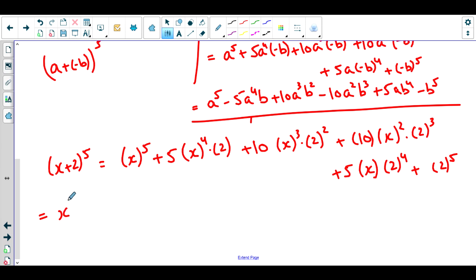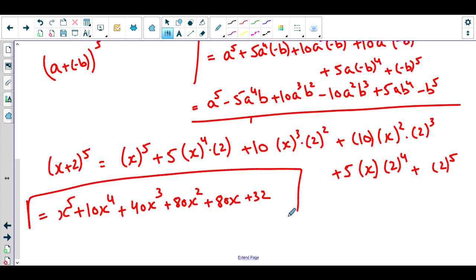x power 5. This is 5 twos are 10, plus 10x^4. 2 square is 4. 4 tens are 40. It's 40x^3. Then 2 cube is 8. 8 tens are 80. So it will be 80x^2. 2 power 4 is 16. 16 fives are 80, I think. 80x. And 2 power 5 is 32. So plus 32. So if you don't have the expansion, either we have to memorize the formula or we can use Pascal triangle for our advantage.